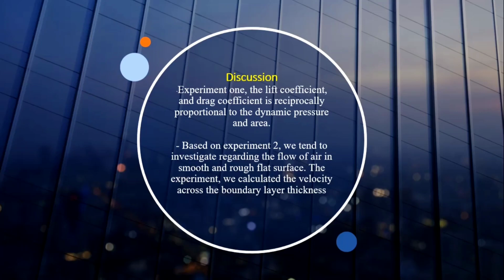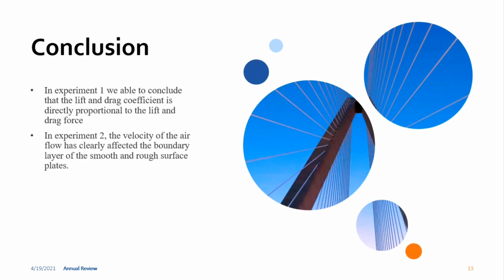Finally, for the conclusion, in experiment 1, we were able to show that the lift and drag coefficients are directly proportional to the lift and drag force. In experiment 2, the velocity of air flow clearly affected the boundary layer of the smooth and rough surface plate. So that's all from us. Thank you.